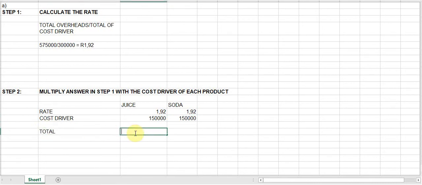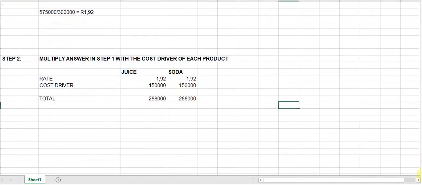So the total here, I just need to multiply 1 rand 92 by the 150,000 hours. And it seems to me like 288,000 rand is allocated to juice bottles. And of course, I will now repeat this calculation only because it happens to be the same for soda bottles. And it is also 288,000 rand to be allocated to the soda bottles and the juice bottles should we apply the traditional costing method. Great, traditional costing, it's the easy one, really not that tricky.